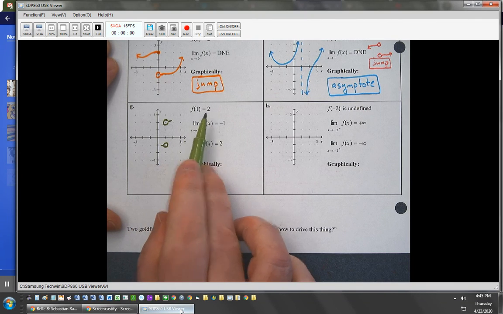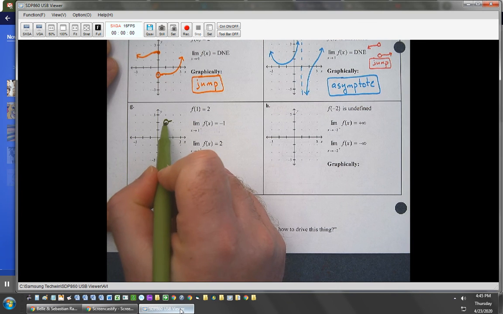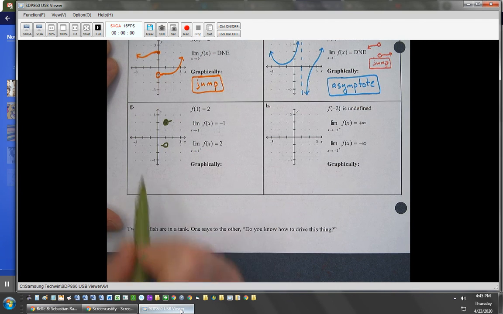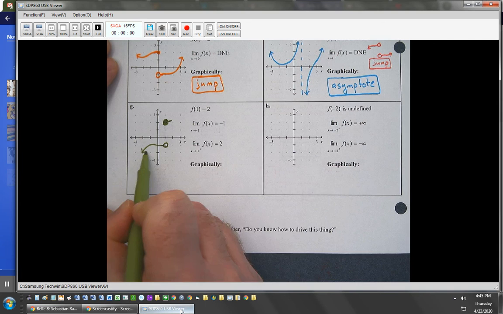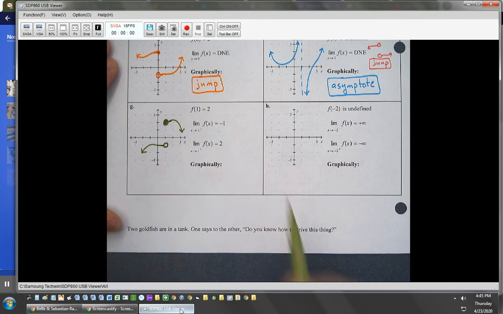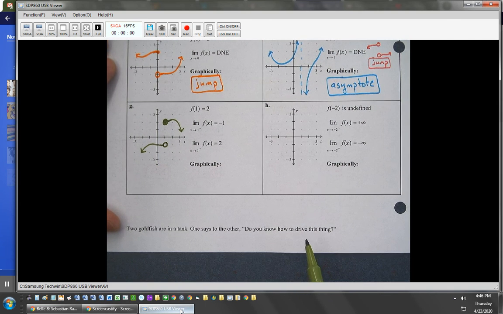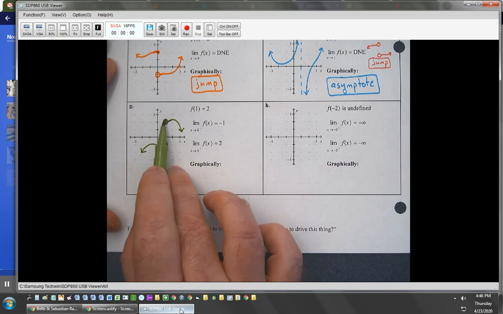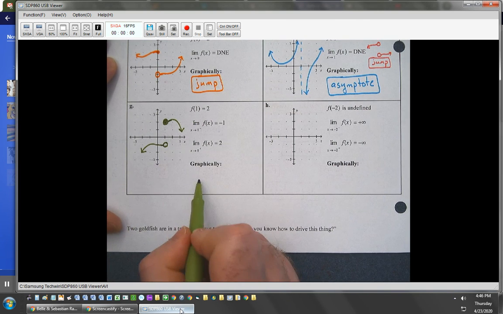And then f of 1 equals 2. That means at 1, my graph needs to reach a height of 2. So I actually filled in that one, this one. Going to go that way. That one's going to go down as well. There's my graph. All right, what do we call this? Where the two branches come together but they don't meet, we call that a jump.